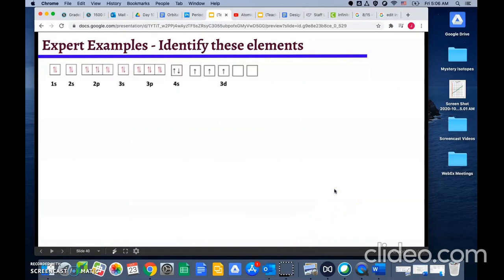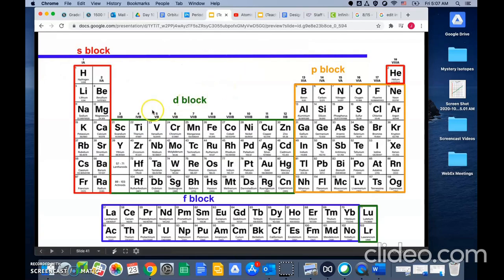Okay, let's do some expert examples. So this one, we're going to look all the way over here. Okay, 3D. All right, this doesn't seem that complicated. I'm just going to look at the periodic table for the D block. And I'm going to look in the third period. So as I follow over to the third period, well, wait, there's no D block in the third period. The D block starts in the fourth period.